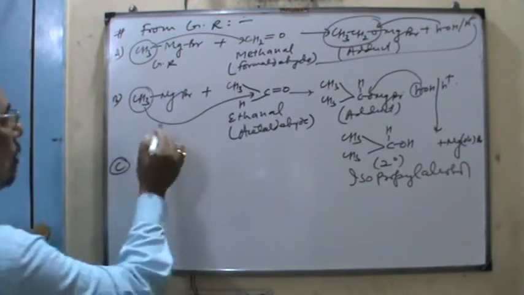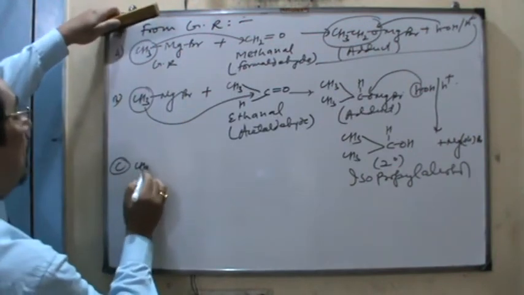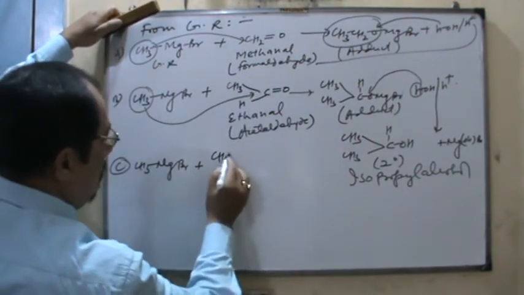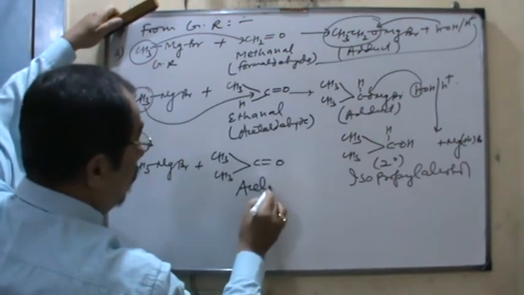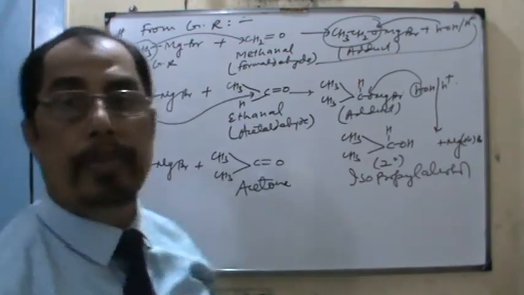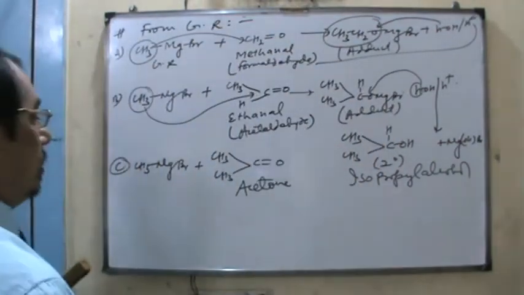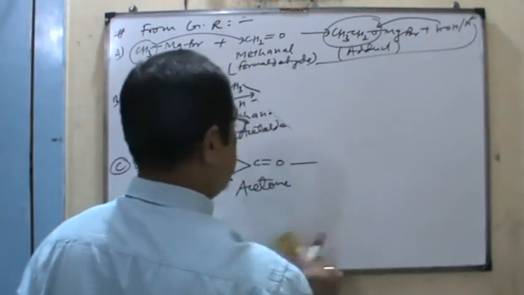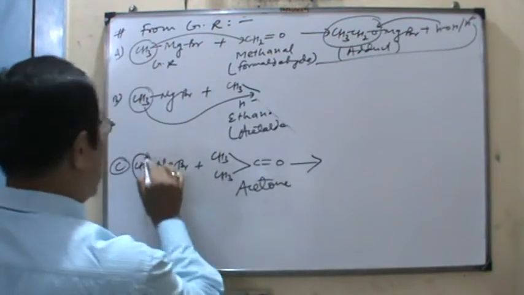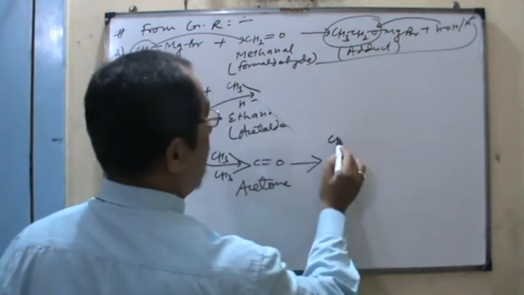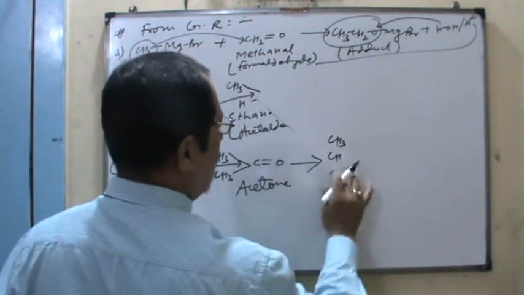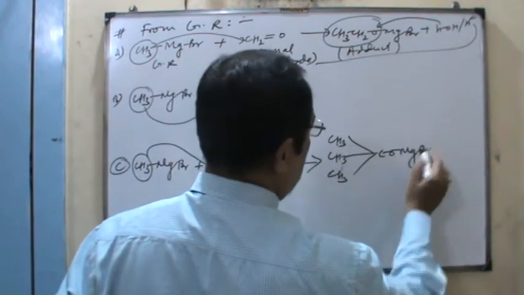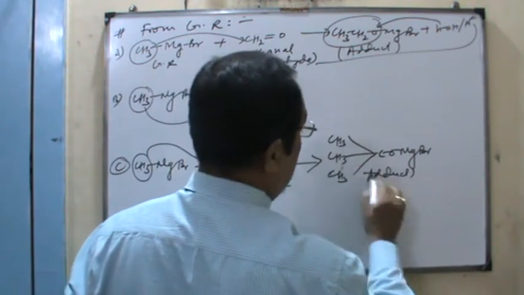So for the tertiary alcohol, you further take Grignard reagent CH3MgBr plus CH3C double bond O. It is a ketone. For 3-degree alcohol, you remember, you take ketone. For 2-degree alcohol, any aldehyde other than formaldehyde. So the way you can get it here, like this. Now this methyl will be added here. Total 3 alkyl, CH3 and CH3, O, Mg and Br. This is the adduct.